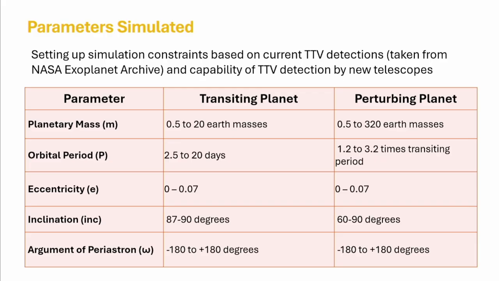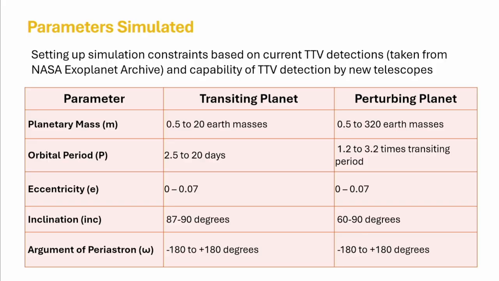Here are the constraints I set for each of the parameters. To set these constraints, I went on the Exoplanet Archive website, and first I looked at the 32 known exoplanets that have been discovered through the TTV method, and I plotted their distributions to see where most of the parameters lie. Using this, I constrained the parameters.